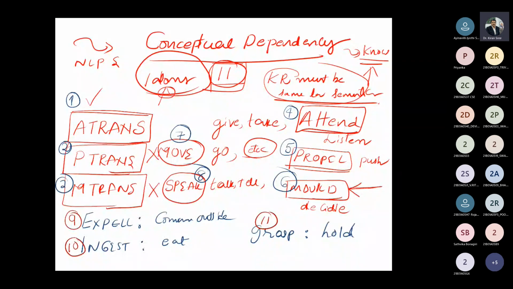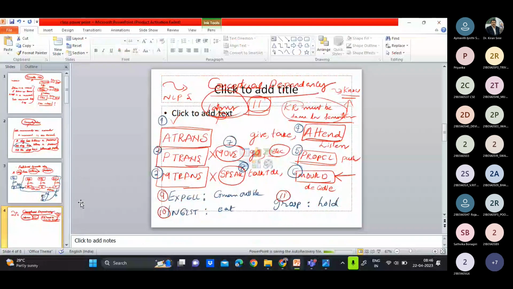So p-trans is you have an object which is moving from one place to another place. Move is also like that, but there is no physical movement of the hands, just movement of the body parts without changing the position. M-trans is to speak something, but speak is creating noise, speaking loudly in the negative sense. So all these are 11 primitives which are very important in the context of conceptual dependency.